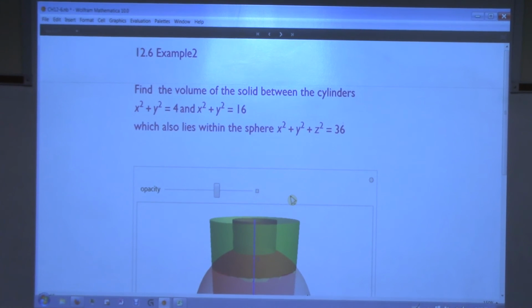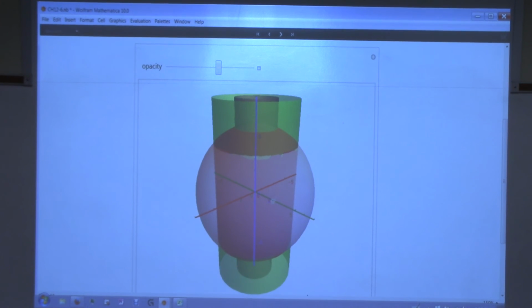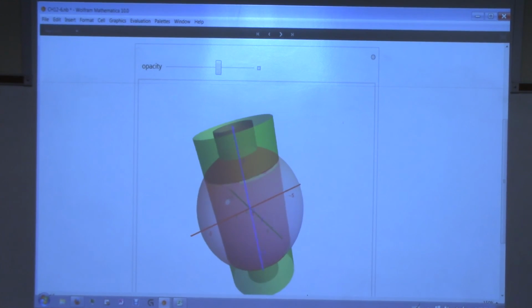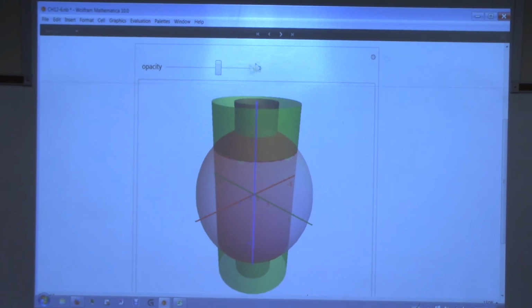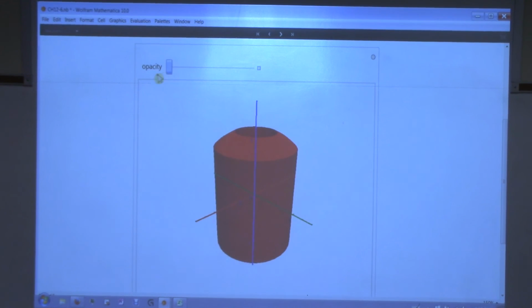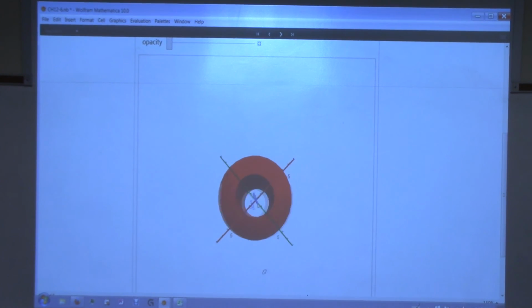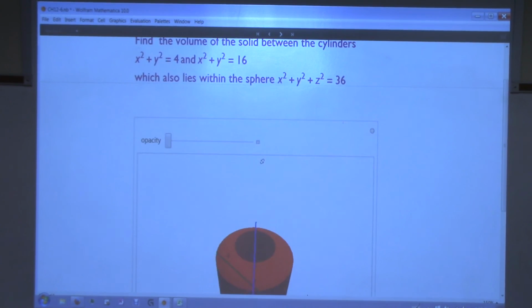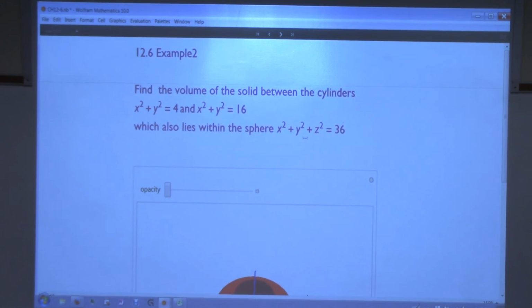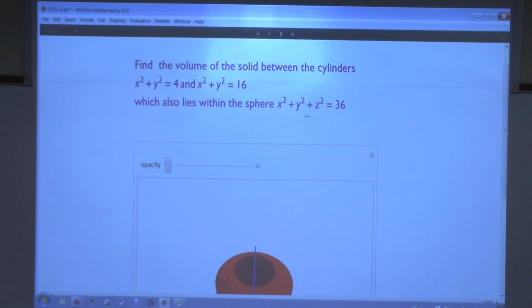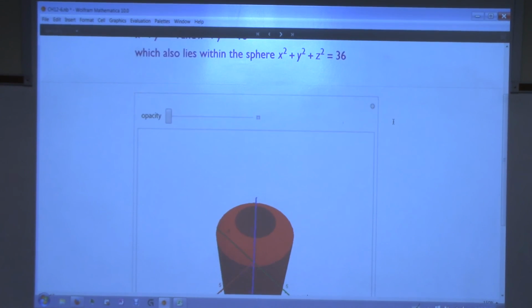This is almost the same problem, but it's a volume problem. So you're trying to find the volume of the solid between two cylinders and inside of a sphere. So in between these two cylinders and inside this sphere, you're trying to find the volume. You can do that with a triple integral, can't you? You just have to integrate the one function. How would you do that?